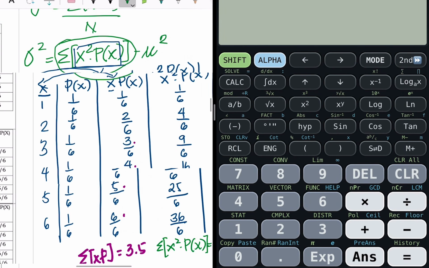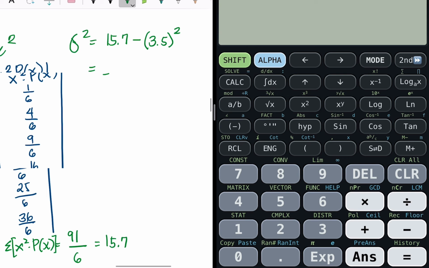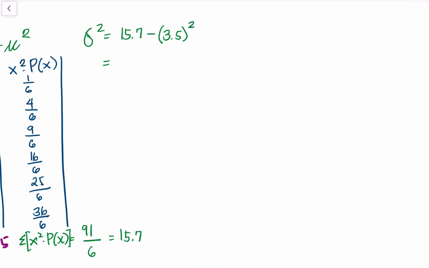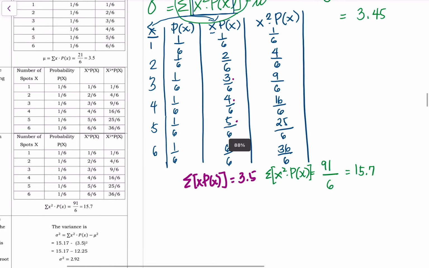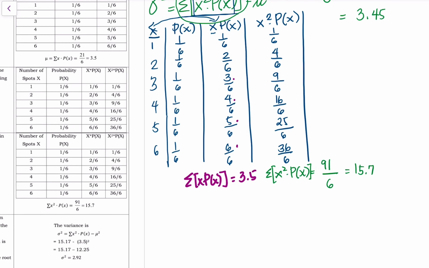So ano nga yun? Meron tayo, we have 15.7 minus the quantity of 3.5 raised to the second power. And then, the answer is, okay, 3.45. Okay, that's our answer. We've got 3.45. So, tanggalin natin yan. So, we've got 3.45. That is our variance. So, yan yung ating tinatawag na measures of variability.